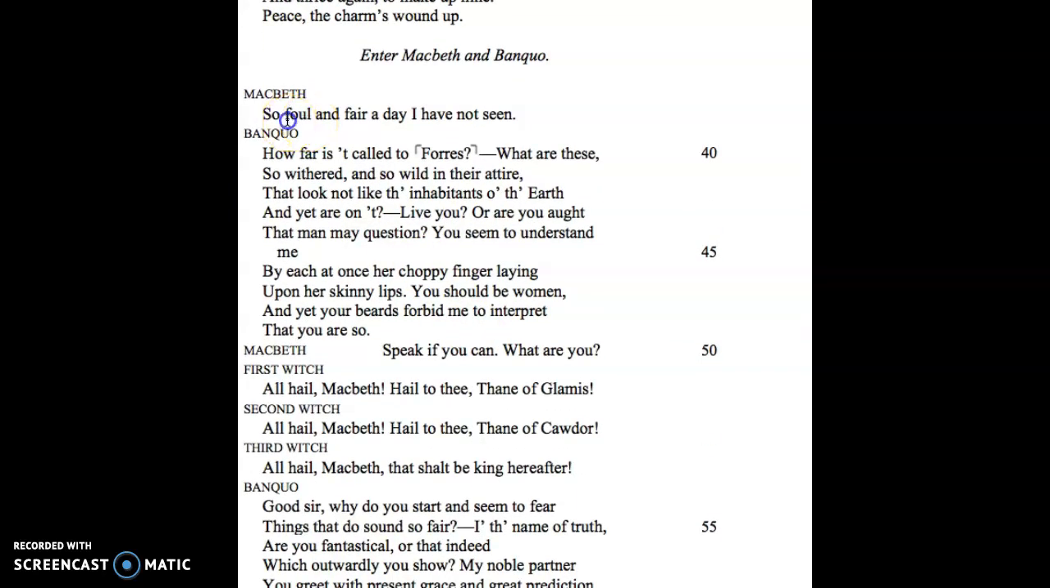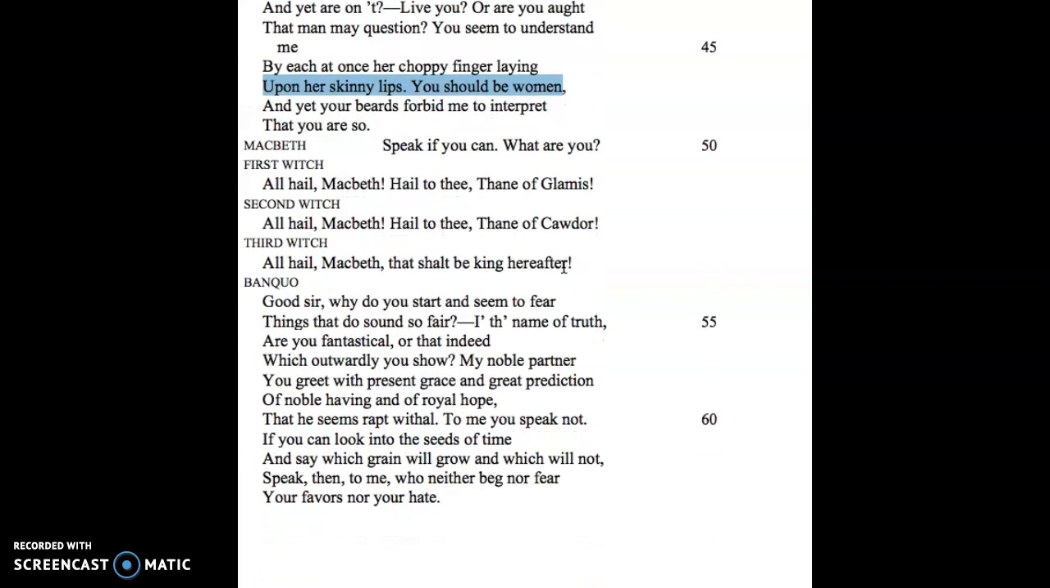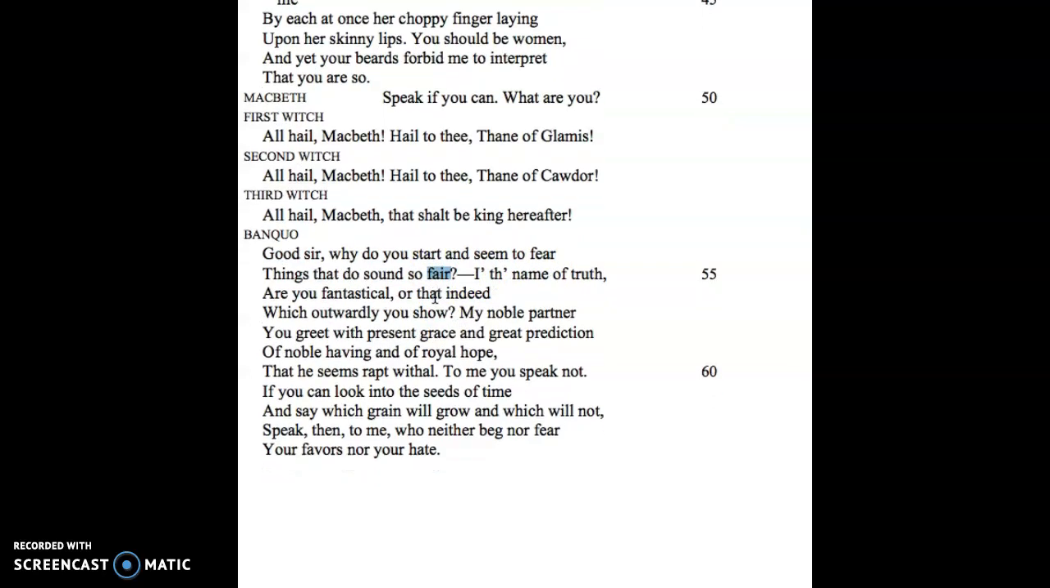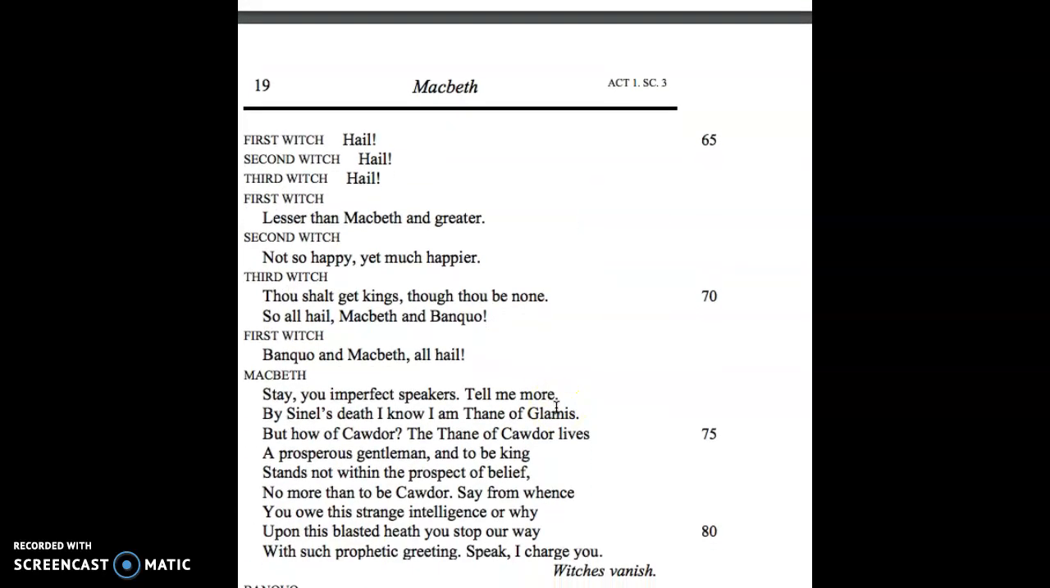When Macbeth and Banquo show up, we get more witch language and its contradictions. The witches are, in many ways, inhuman, perhaps even not woman-like. That might connect to Lady Macbeth later. Banquo notices that Macbeth seems to fear the fair things. Don't forget about these words that sound close, almost in rhyme. We also have Banquo talking about the seeds of time growing or not growing, and he wants to know what's going to happen to himself, to which the witches answer, lesser and greater, not so happy but happier, so we've got some more contradictions.